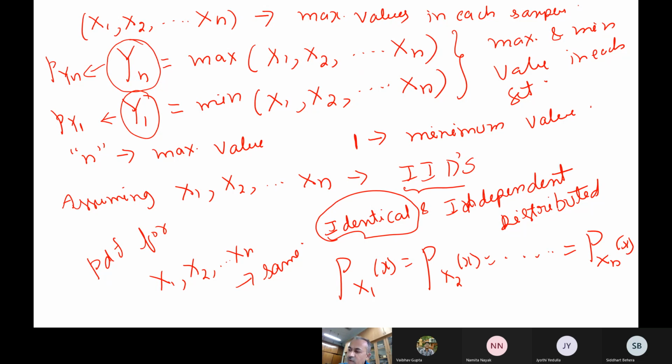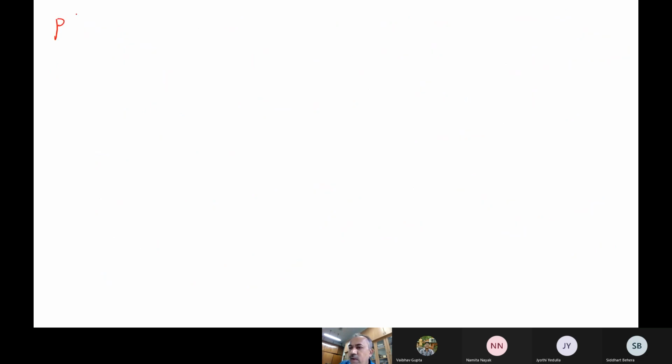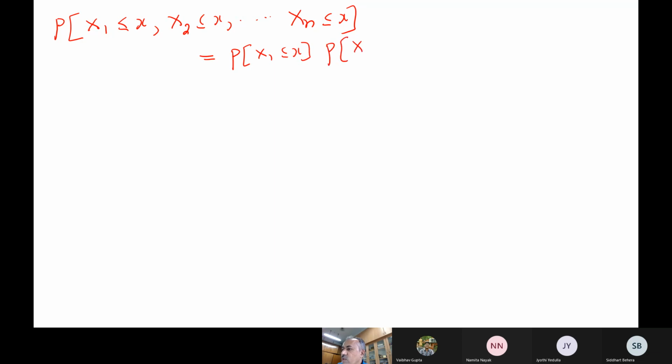Now if I ask for the probability of all these random variables, x1 less than or equal to x, x2 less than or equal to x, and like this capital Xn less than or equal to x, what happens to this expression? If all of them are independent, how do you write this multidimensional probability? It becomes the multiplication of the individual probabilities: probability x1 less than or equal to x, probability x2 less than or equal to x, and like this probability xn less than or equal to x.